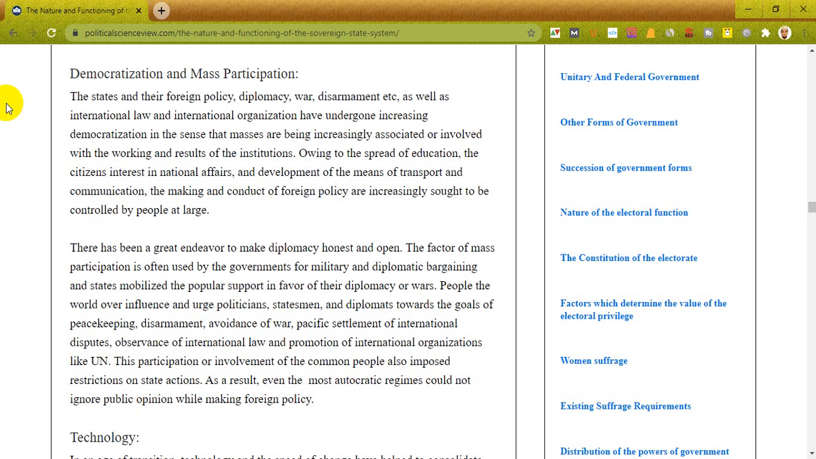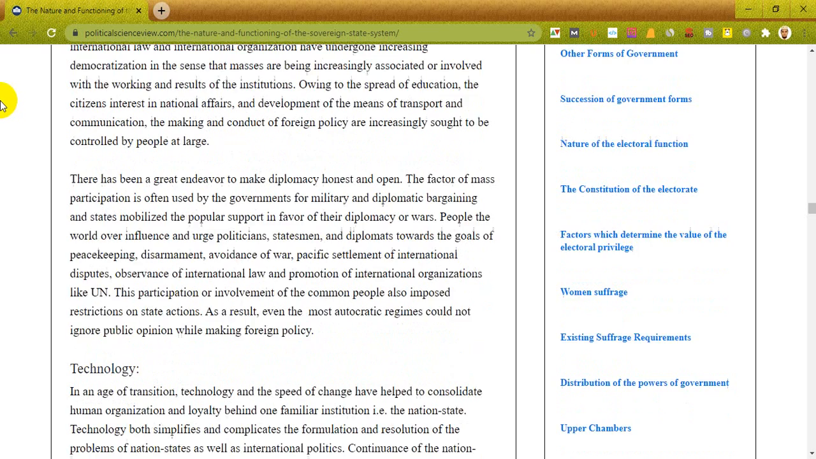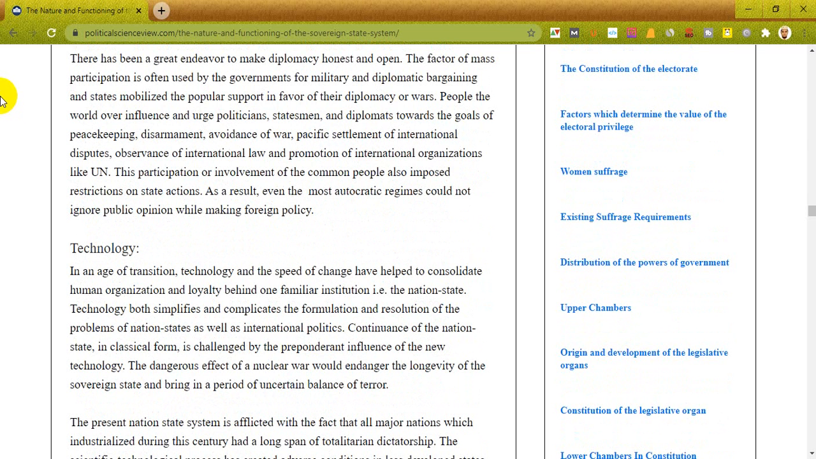The factor of mass participation is often used by the governments for military and diplomatic bargaining, and states mobilize popular support in favor of their diplomacy or wars. People the world over influence and urge politicians, statesmen, and diplomats towards the goals of peacekeeping, disarmament, avoidance of war, pacific settlement of international disputes, observance of international law, and promotion of international organizations like the UN. This participation or involvement of the common people also imposed restrictions on state actions. As a result, even the most autocratic regimes could not ignore public opinion while making foreign policy.